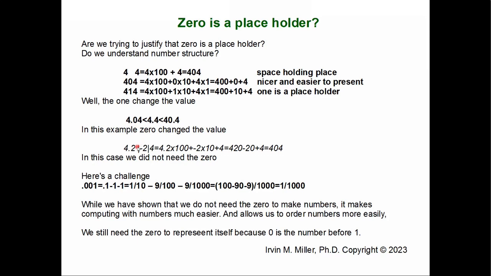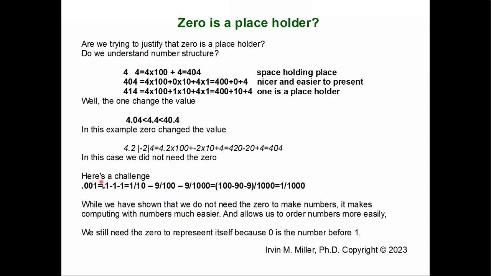On the other hand, we could also write numbers in this form where I use a separator. I put 4.2 in the hundreds place, minus 2 in the tens place. And when we do this, 4.2 times 100 is 420, minus 2 times 10 is minus 20, and I get 404, not using a 0 at all.